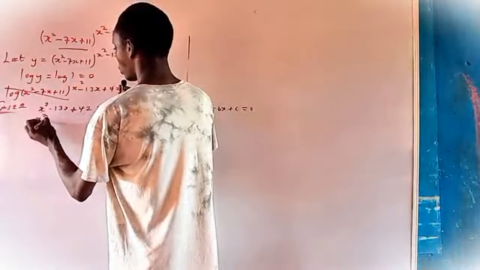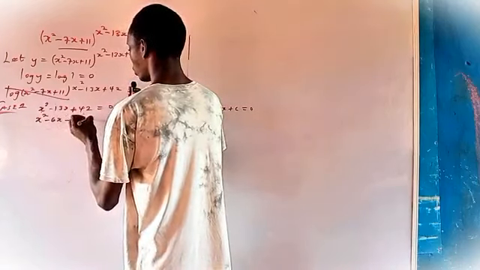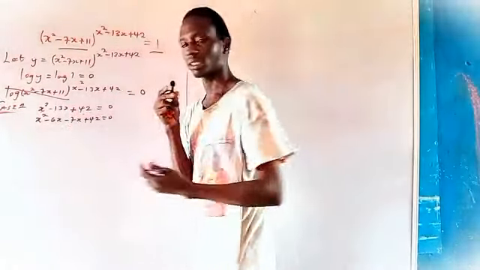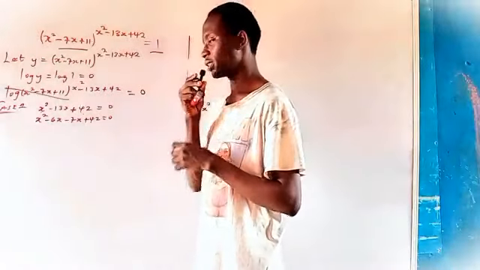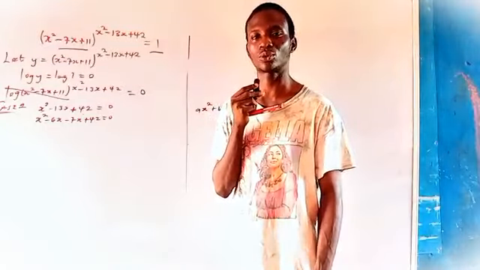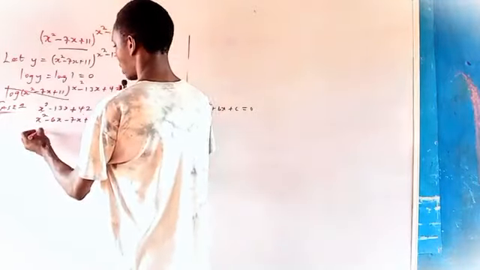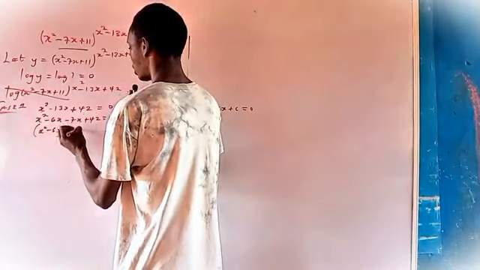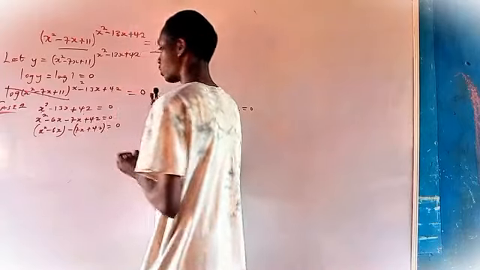So I'm having x to the power of 2 minus 6x minus 7x plus 42 equals 0. If you add negative 6x with negative 7x, you are going to have negative 13x. And then we multiply negative 6x with negative 7x, you are going to have 42x to the power of 2. I hope you are able to grasp what I'm saying now. So that means I can bracket x to the power of 2 minus 6x, in bracket, minus 7x plus 42 equals to 0 in another bracket.